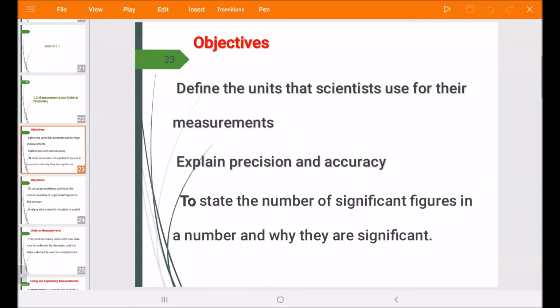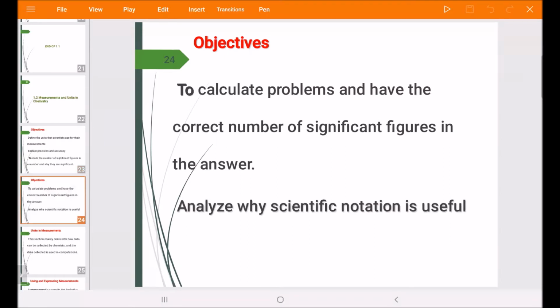So when you report, for example, in a research paper, a number, you have to use the correct significant figure. And we'll see why these are important in science. We'll also calculate problems and have the correct significant figures in the answer. Very important. We will also analyze why scientific notation is useful, especially if you have very large or very small numbers, we use scientific notation. Therefore, we'll see this also.